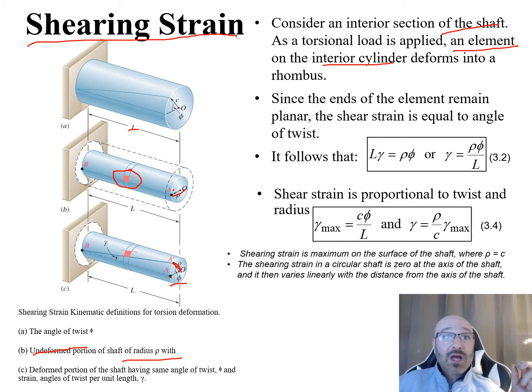Now what we can see down here is our shearing strain, our gamma, and we can see this element that's been deformed into a rhombus that we were talking about. So this is a deformed portion of the shaft having the same angle of twist phi, and strain on angles of twist per unit length. We can see that by our gamma, our shear strain on the element.